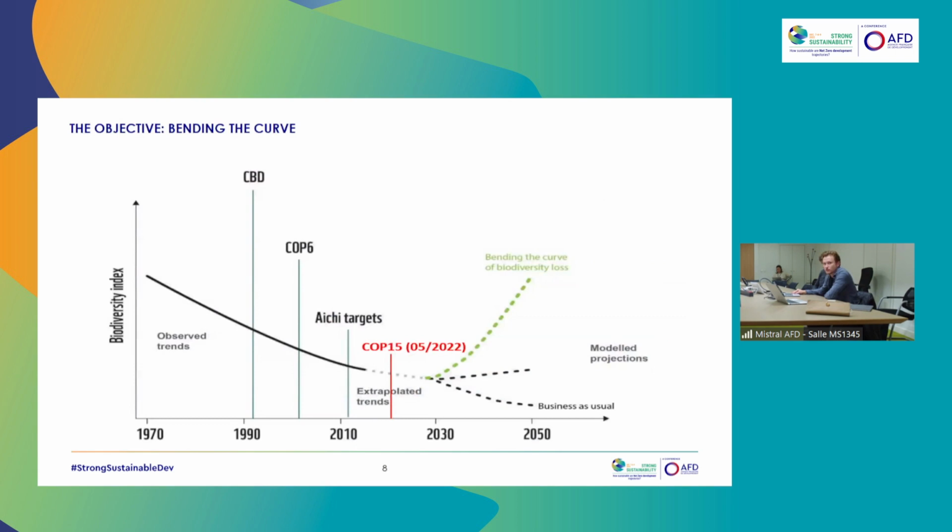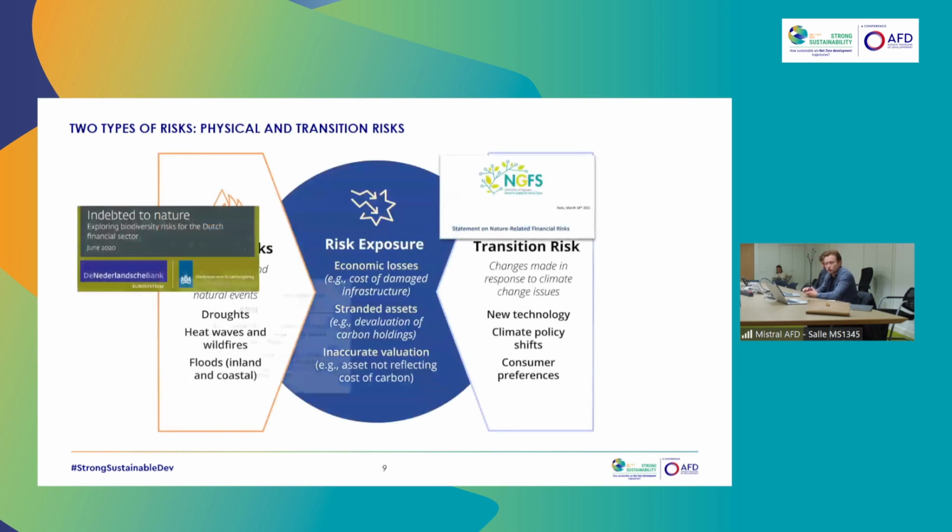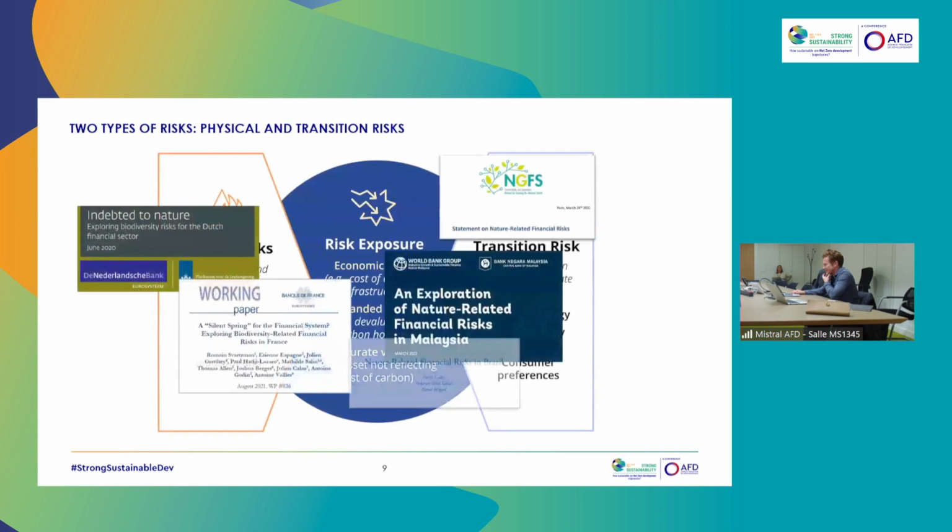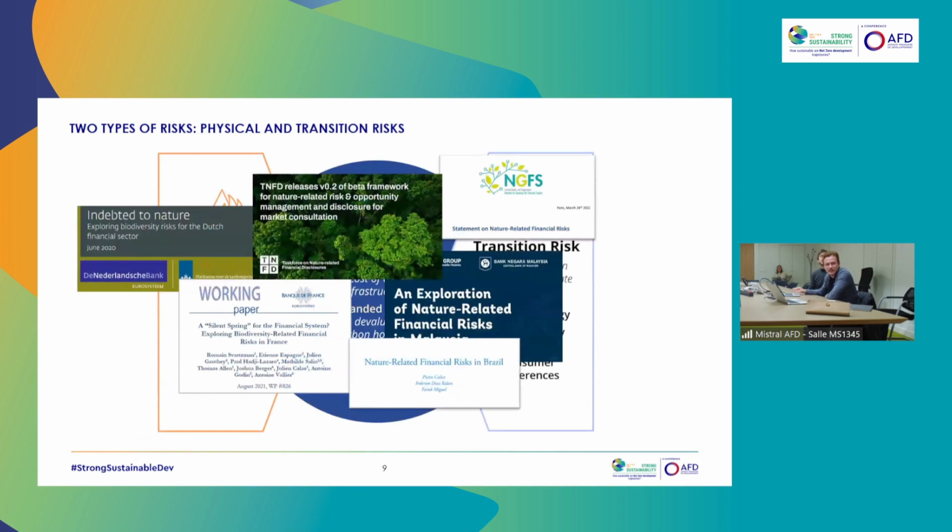The objective of such a transition can be called bending the curve of biodiversity. And this is exactly the symmetric goal of a low carbon transition, where the idea is to bend the carbon curve. So there are two risks: physical risk linked to the degradation of ecosystem services, and transition risks related to efforts to mitigate the footprint on biodiversity. Sorry for those animations. Both types of risks were the object of several recent studies that try to assess so-called biodiversity-related risks or nature-related risks, principally for finance.